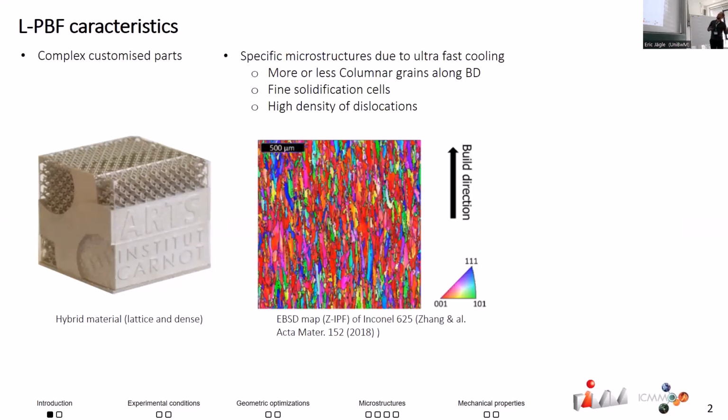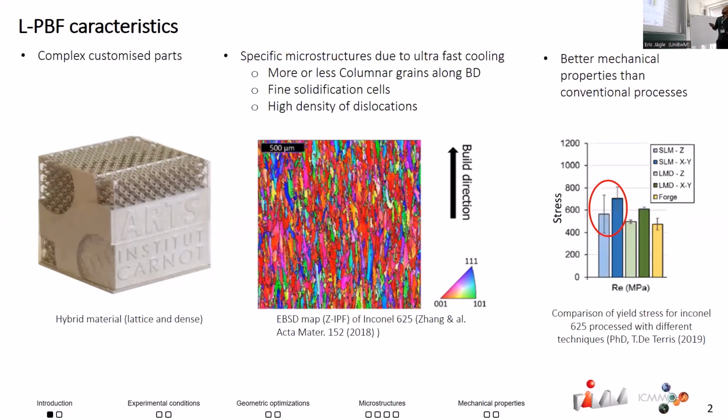It has also a specific microstructure due to its ultra-fast cooling that can create columnar grains along the building direction, fine solidification cells, or high density of dislocations. It could also have better mechanical properties than other conventional processes. So here, for example, I'm comparing the as-built LPBF with LMD or forging.